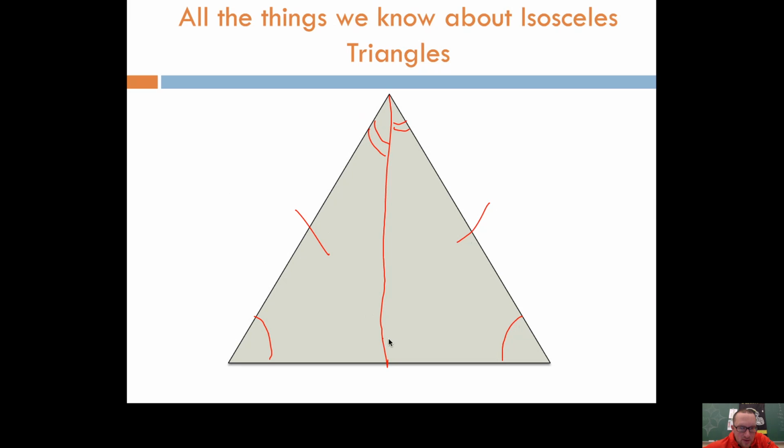you also know that this meets this side at a right angle. And this point is a midpoint. So those are the same. Clearly, this side is the same as itself. So if you know any one of these things on this isosceles triangle, you know something on the other side.